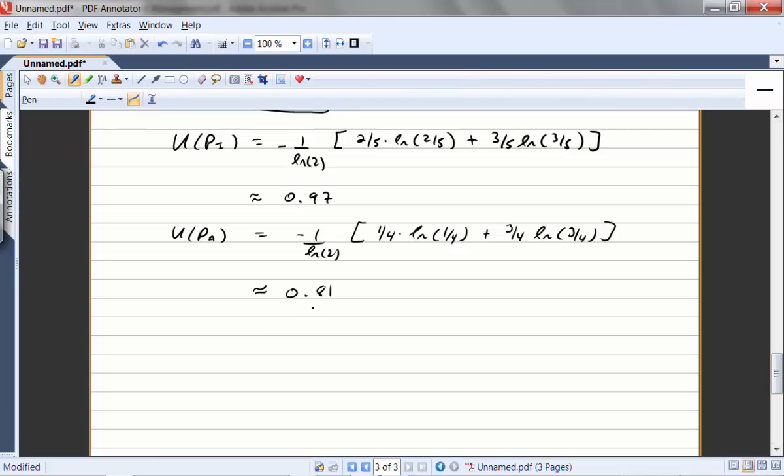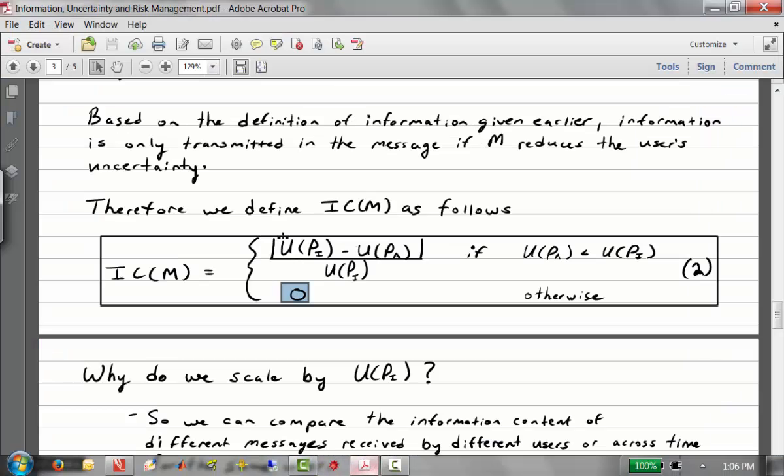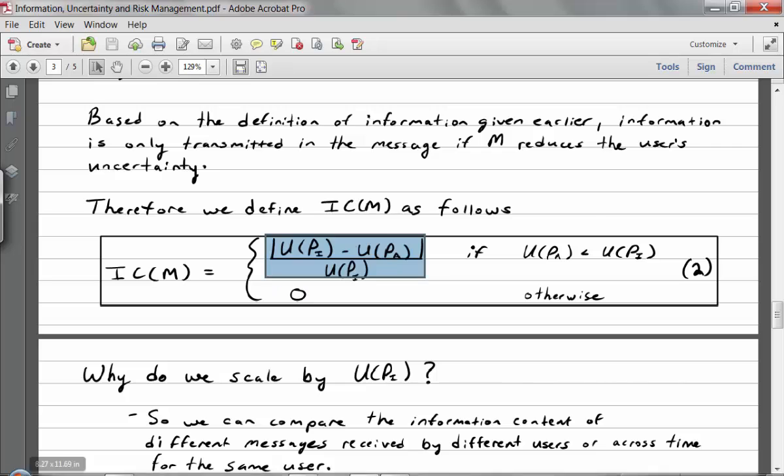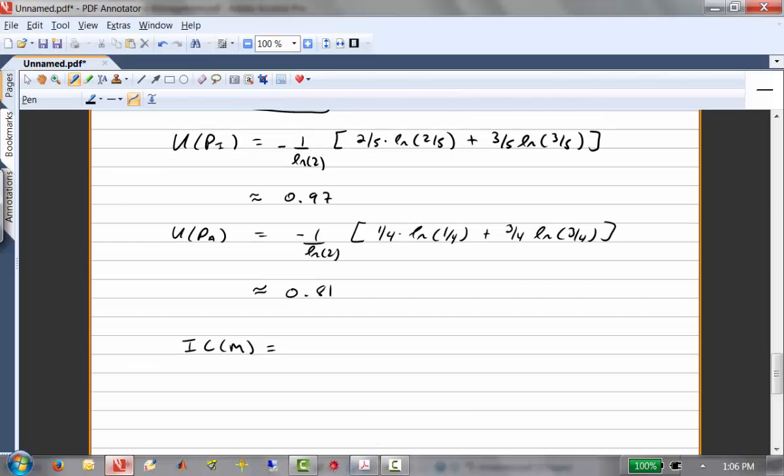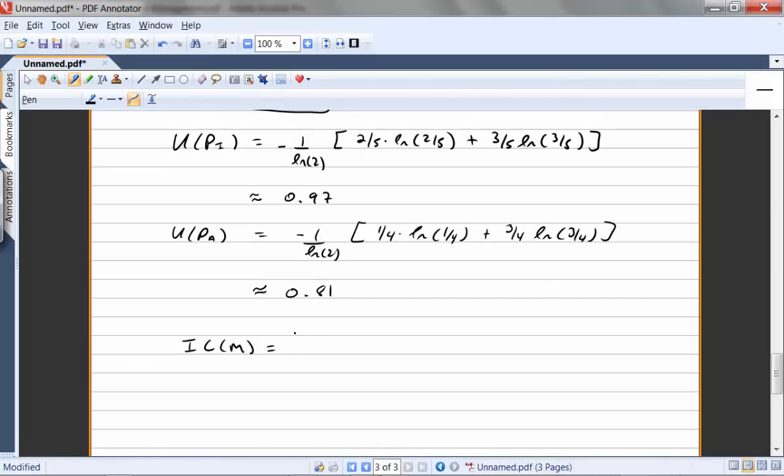So uncertainty decreased, and therefore the information content of the message. Since uncertainty decreased, we are in this case right here. So there is information in that message. Telling us that red was drawn on the first draw does give us information regarding which state, which color, the ball that will be drawn on the second draw, which is our variable that we care about, right?